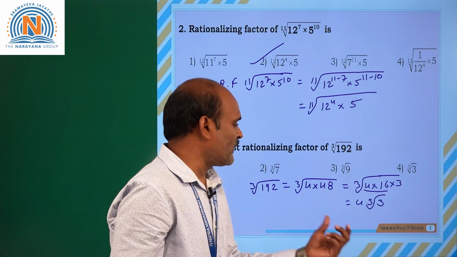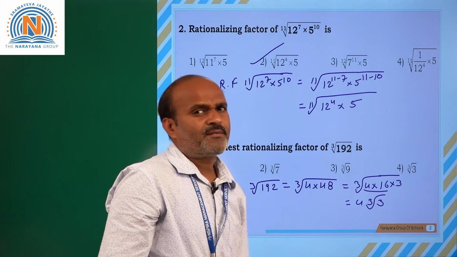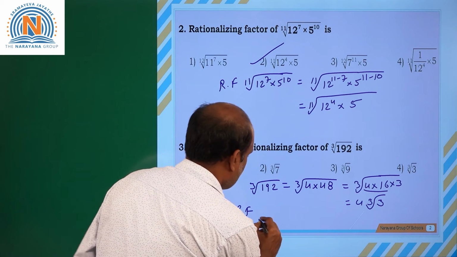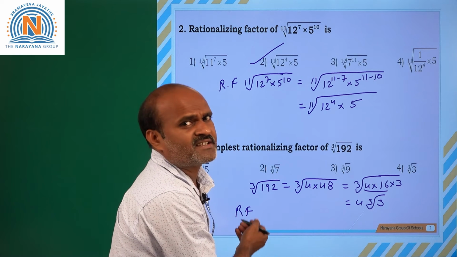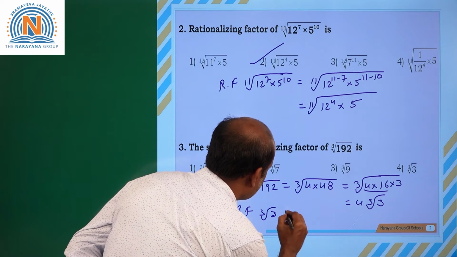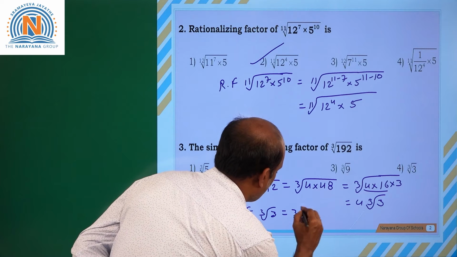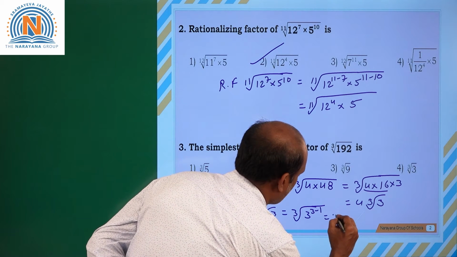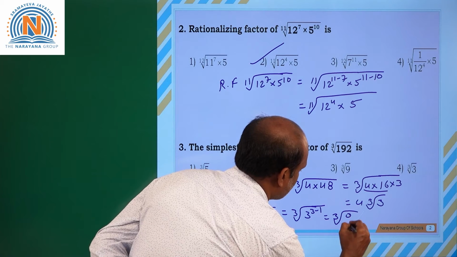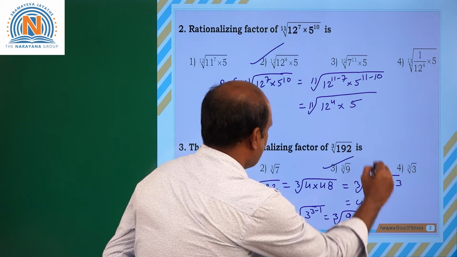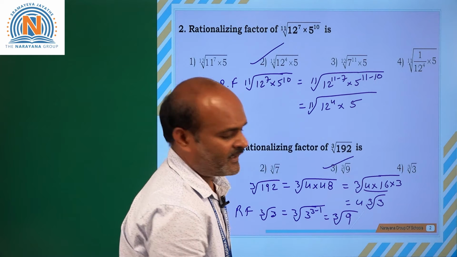Now we want to find the rationalizing factor of cube root of 3. RF of cube root of 3 is equal to cube root of 3 power 3 minus 1, that is cube root of 3 square, that is 9. So the rationalizing factor is cube root of 9. So option 3 is the correct answer.